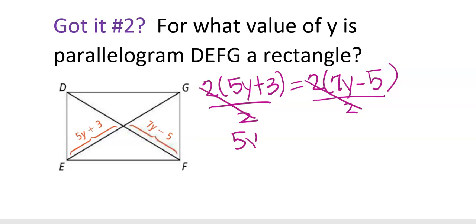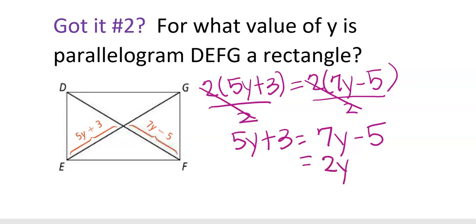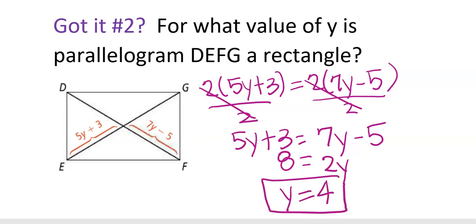So now we'll be solving this. 5y plus 3 equals 7y minus 5. If it were anything except for a rectangle, you couldn't do what we just did. You would have to double them and then set them equal or add them together or whatever. So I'm going to put the y's on the right where they're positive. I'm going to add 5 to both sides, and my y is equal to 4. So for this one again, what's the value of y? We have found it. We are done.